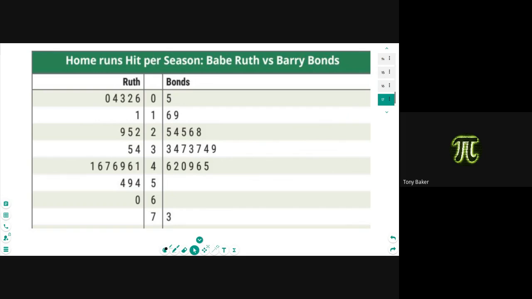Yeah, so Bonds was around the 20s, 30s, and 40s, where most of his seasons were. Ruth had a lot of seasons more in the 40s. He had a lot of single-digit seasons. Everybody know why Ruth had a whole bunch of single-digit seasons? Yeah, he pitched. Those are the years he was pitching.